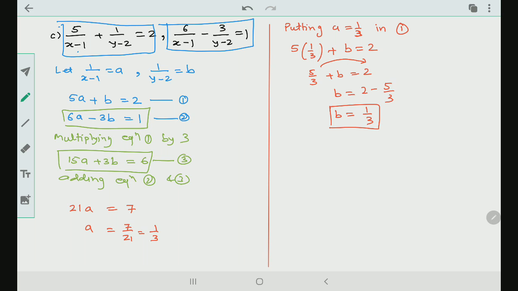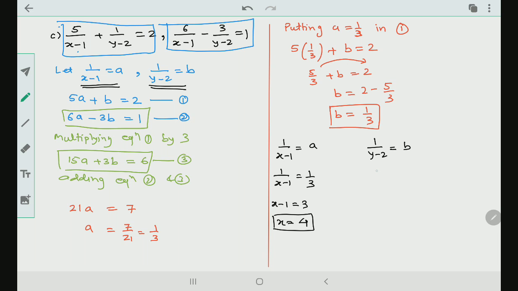That means again I have to consider 1 upon x minus 1 is equal to a. So 1 upon x minus 1 is equal to a. What is a? a is 1 by 3. So it is 1 by 3. Now what to do? Reciprocal both sides. Exactly. Reciprocal it. So I get x minus 1 is equal to 3. What is x equal to? 4. Exactly correct.